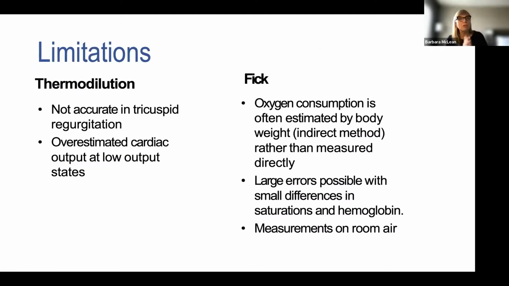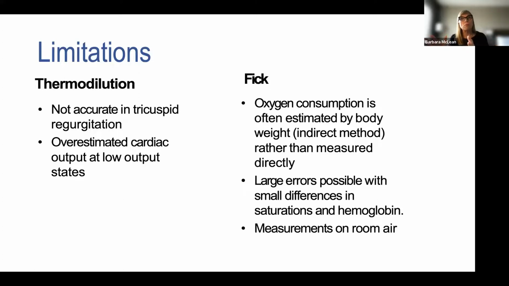There are a lot of limitations because it's not a real measure, okay? So we're assuming your oxygen consumption. It's estimated by body weight because it's an indirect method rather than calorimetry, which is the real methodology. A very big burden. We're not going to do it. It's too much trouble. But there are some significant errors that occur when you have very small differences in saturations and hemoglobin between measures and absolutes.